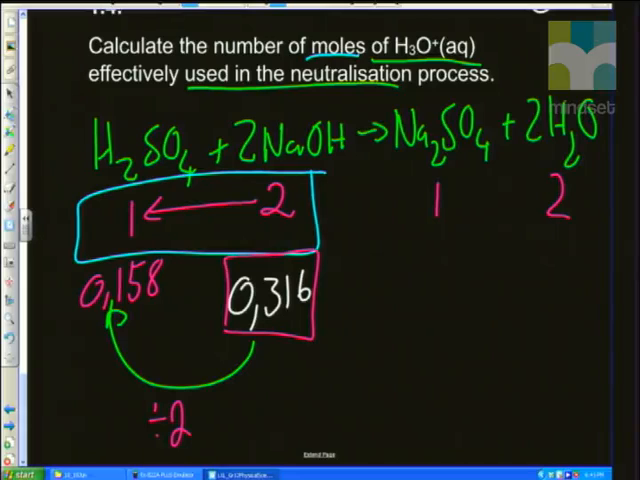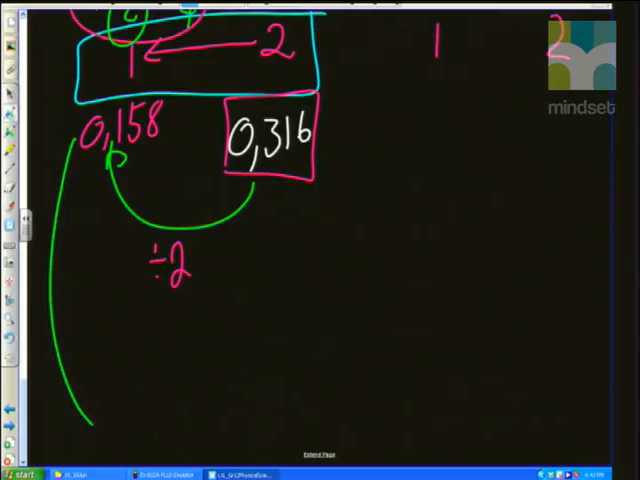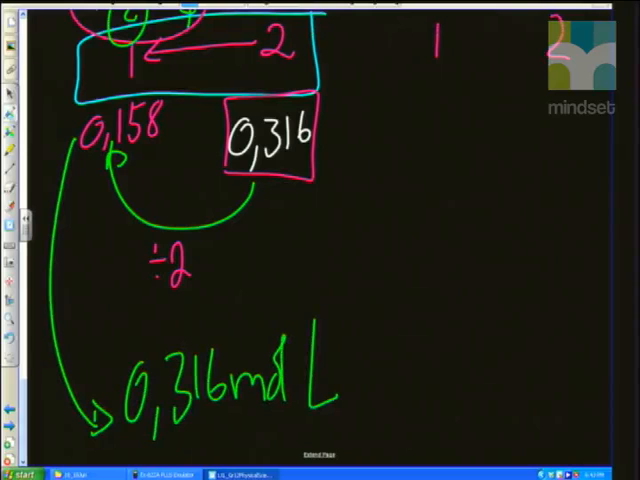But now, notice something. That wasn't what I was asked. I was asked the number of moles of H+, H3O+. And what you should be able to see, I've calculated the moles of sulfuric acid. But for every sulfuric acid, look here, what do we notice? There are 2 hydrogen ions. So what do I do to get the hydrogen ions? I have to multiply by 2. And all that is saying is that if I multiply that by 2, I'm going to get 0.316 moles of hydrogen ions. Okay.